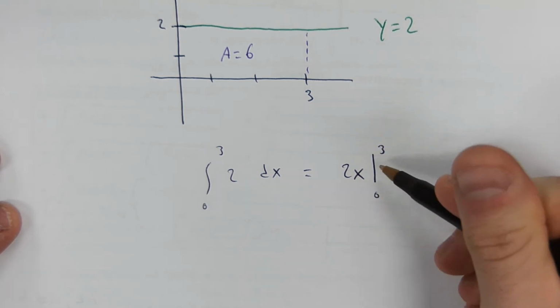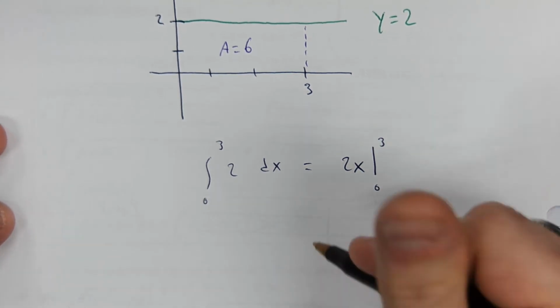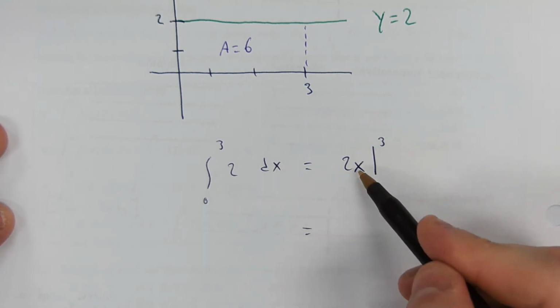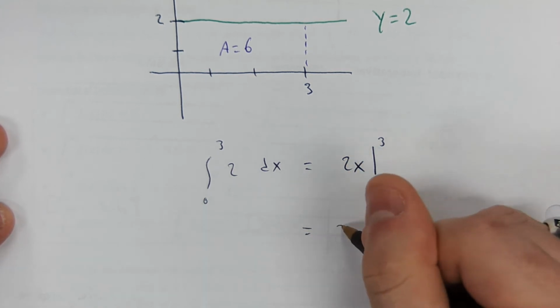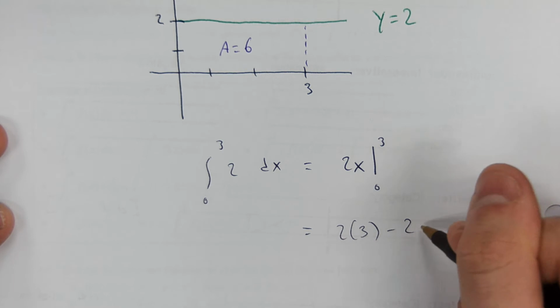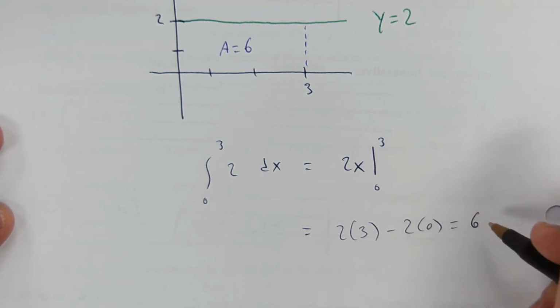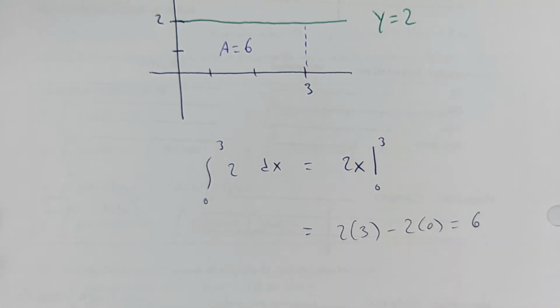This is one way we show the evaluate. What it says to do is plug in, subtract, plug in. 2 times 3 minus 2 times 0, which is 6. So that is how you find the area under a curve from A to B, as long as that entire portion of your function exists above the x-axis.